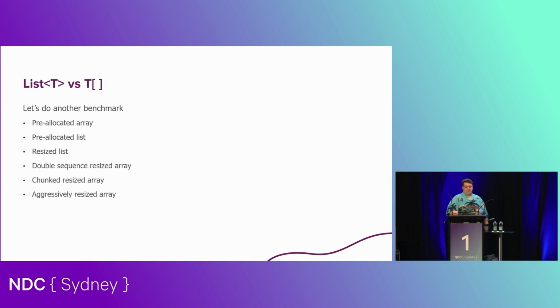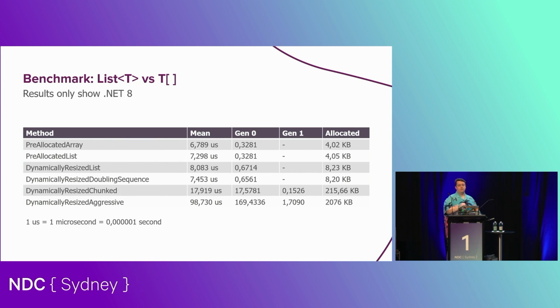The chunked resized is going to just start with 10 and then increases by 10. So it's the stupid resized version. And aggressively resizing just means increase by 1 every time. I ran the benchmark again against .NET 6, 7, and 8. I'm only showing the results for .NET 8 because, again, the differences were not that great between the different versions, but also I would need a screen that goes a little bit further than this. All of the results are in the slide deck, and you can get the slide deck afterwards.